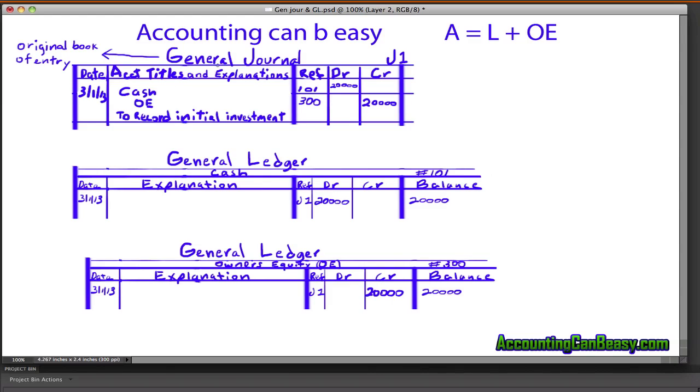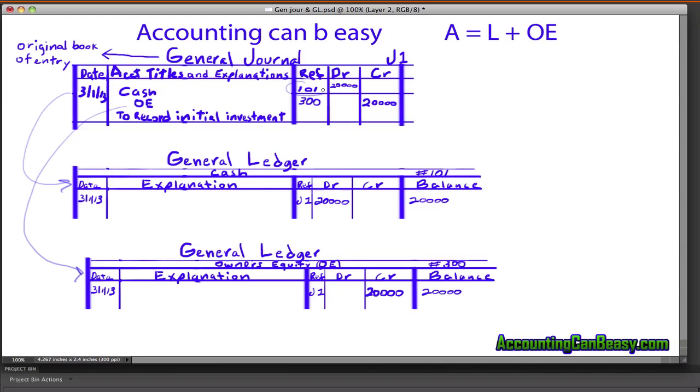For every account listed in the General Journal, there's a corresponding account in the General Ledger. For instance, on 3/1/13, the cash entry of $20,000 debit is also recorded in the General Ledger as a $20,000 debit on 3/1/13. The owner's equity amount of $20,000 is also recorded in its General Ledger account on the same date as a $20,000 credit. Other information that you see in the General Journal is also reflected in the General Ledger.